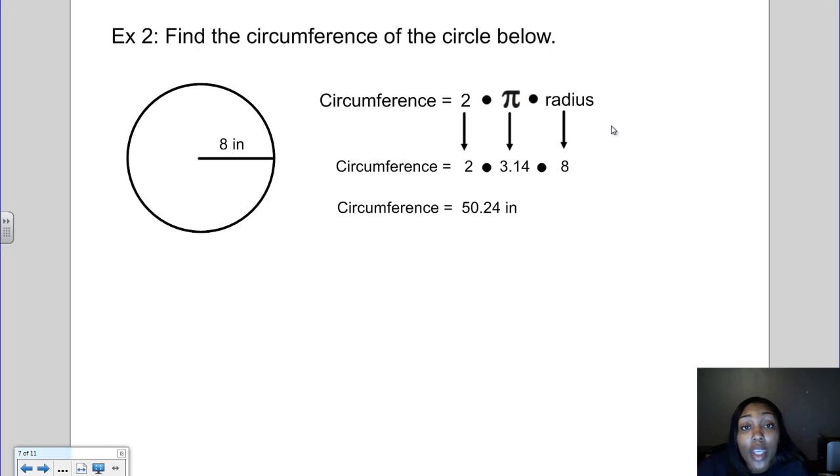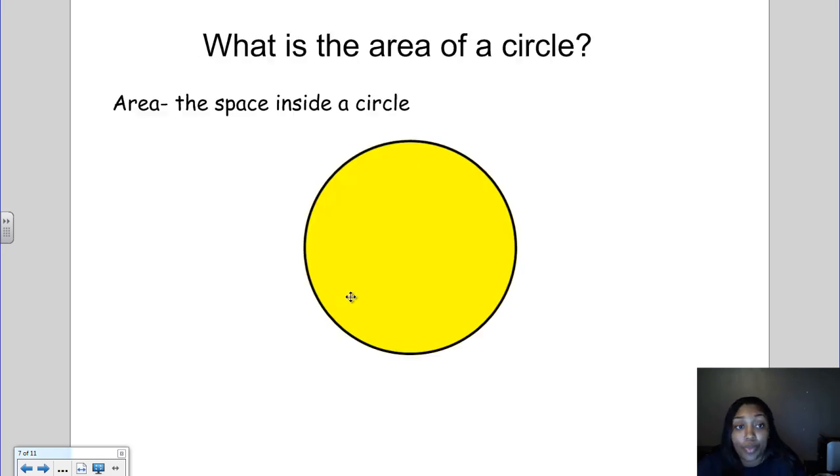So now because they gave us the radius, we want to use the other formula, which is 2 times pi times the radius. Again, whenever we see pi, we replace pi with 3.14. And then they gave us the length of the radius, so we replace the radius with 8. So to find the circumference, we do 2 times 3.14 times 8, which gives us a circumference of 50.24 inches. That means the distance around the outside of this circle is 50.24 inches.